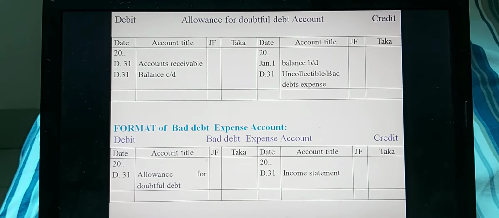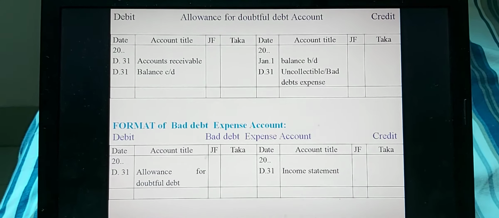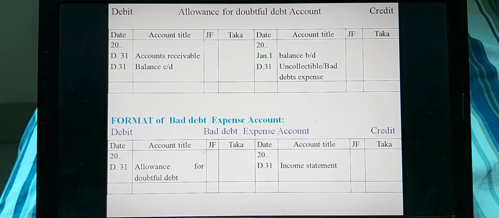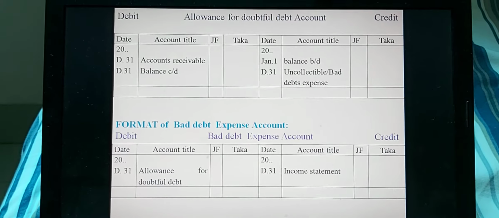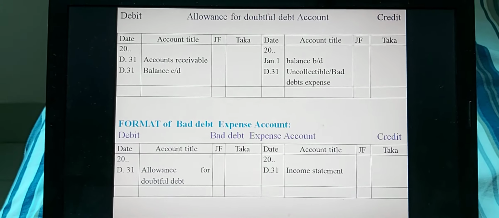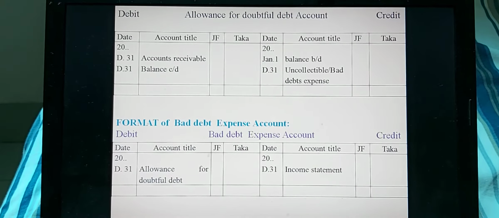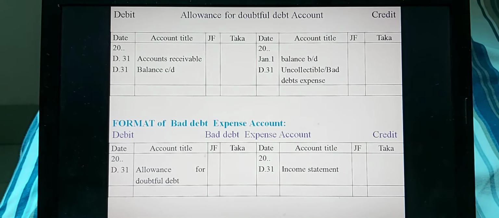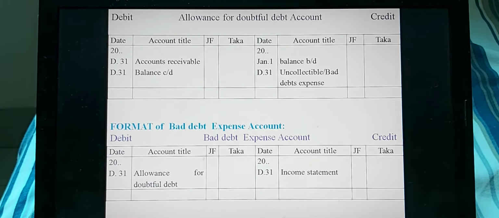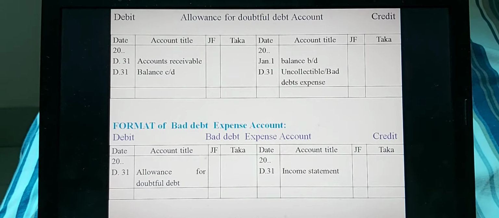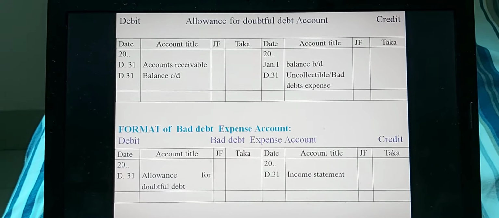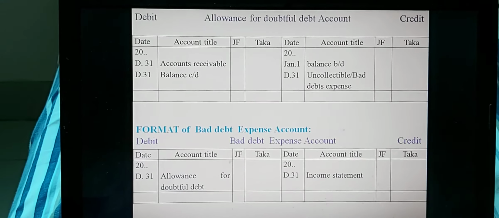The second format is for the bad debt expense account or bad debt account. It also has two sides, debit and credit. The left is debit and the right is credit. On the left side there is only one posting, and on the right side only one posting. On the left side, at the closing of the year, December 31, the allowance for doubtful debt or bad debt provision account is written on the debit side. On the right side, the only item is the income statement, credited for bad debt expense.